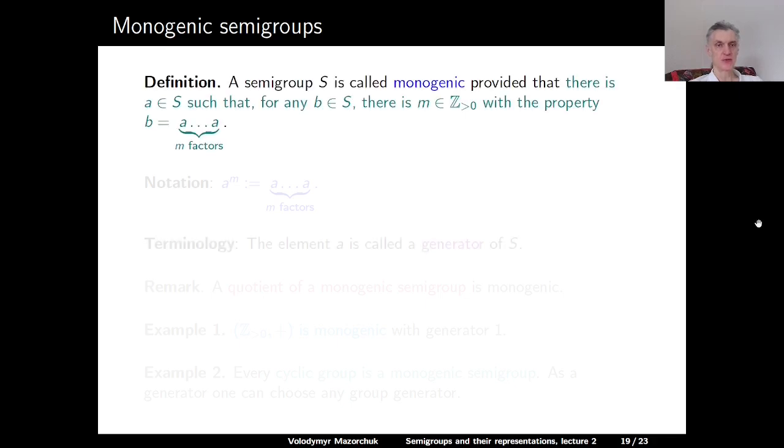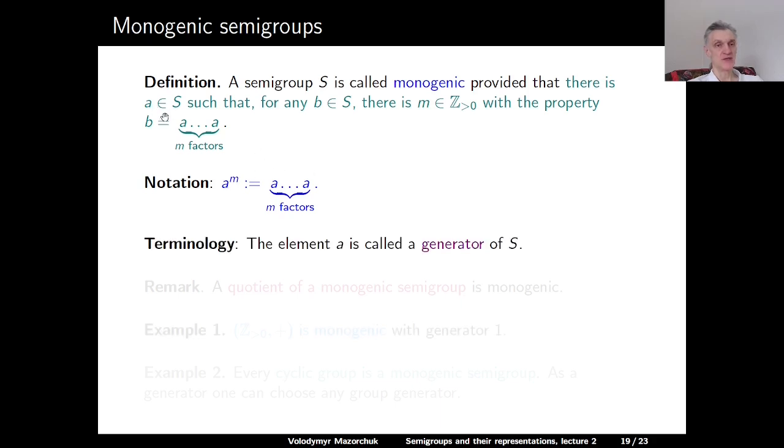Definition: a semigroup S is called monogenic, provided that there is a in S, such that for any element b in S, there is a positive integer m with the property that b can be written as a product a times a times a times a, and so on, where we have m factors. So the notation is that the product a times a times a and so on with m factors is usually denoted by a to the power m. So if such an element a exists, it is usually called the generator of S.